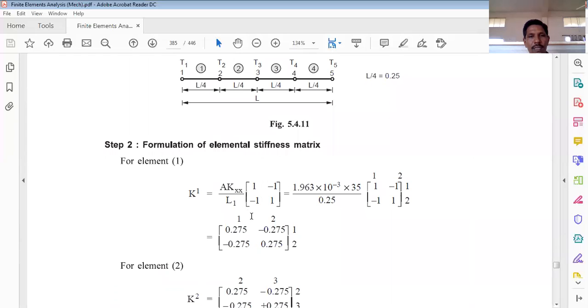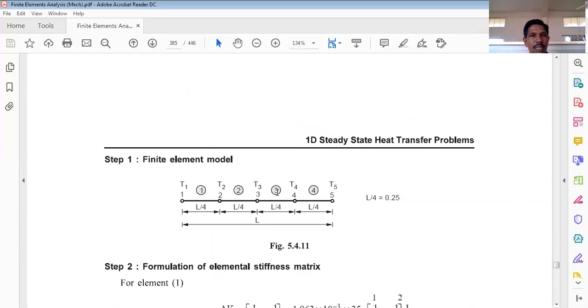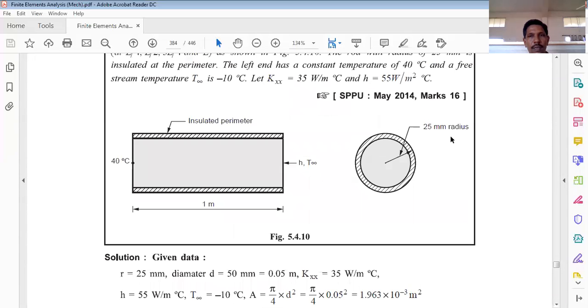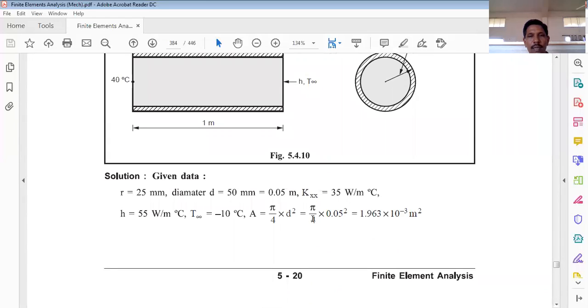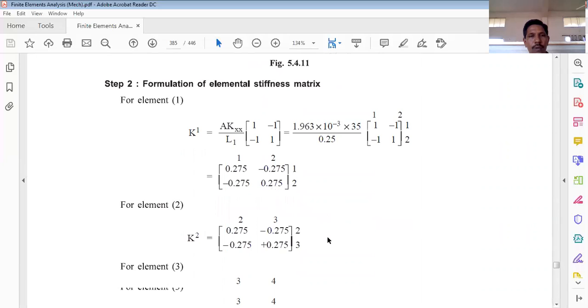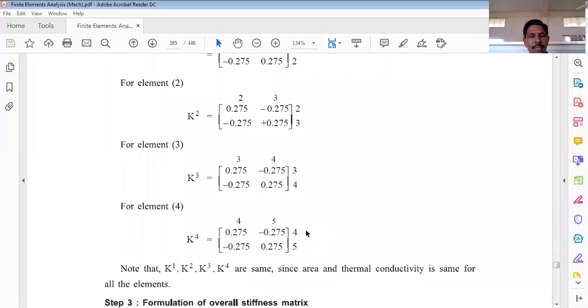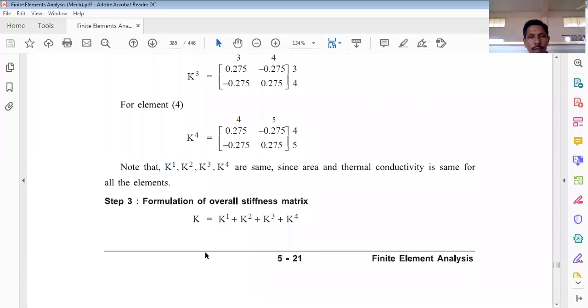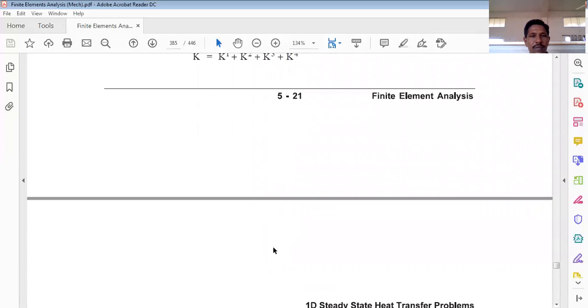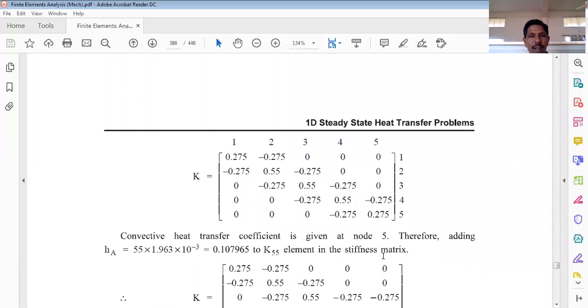So we have to have the stiffness matrix here. The area is also specified. The radius of this member is 25 mm, so the area will be pi by 4 d squared, that is 1.963 into 10 power minus 3 meters squared. So we have to have the four stiffness matrices K1, K2, K3, K4. Next, we have to formulate the global stiffness matrix. So we'll get a 5 by 5 matrix.